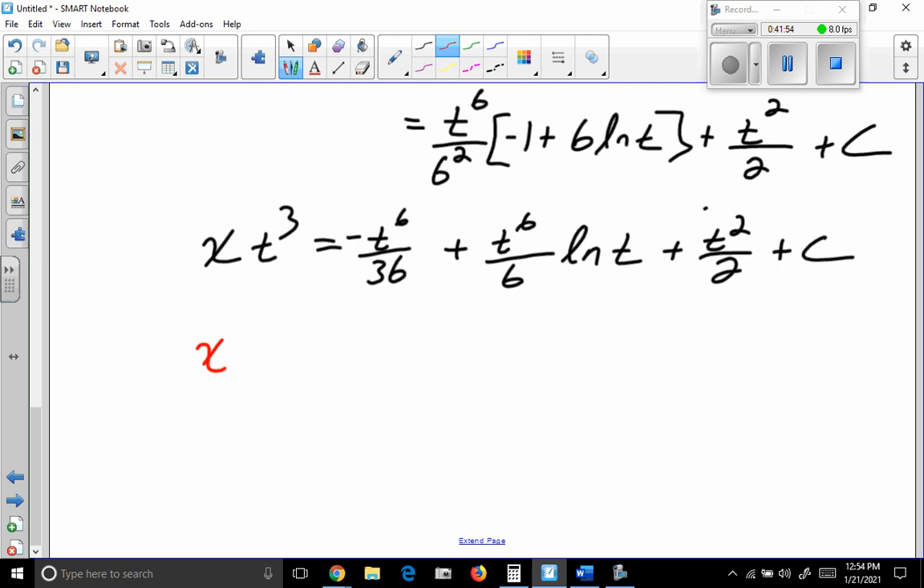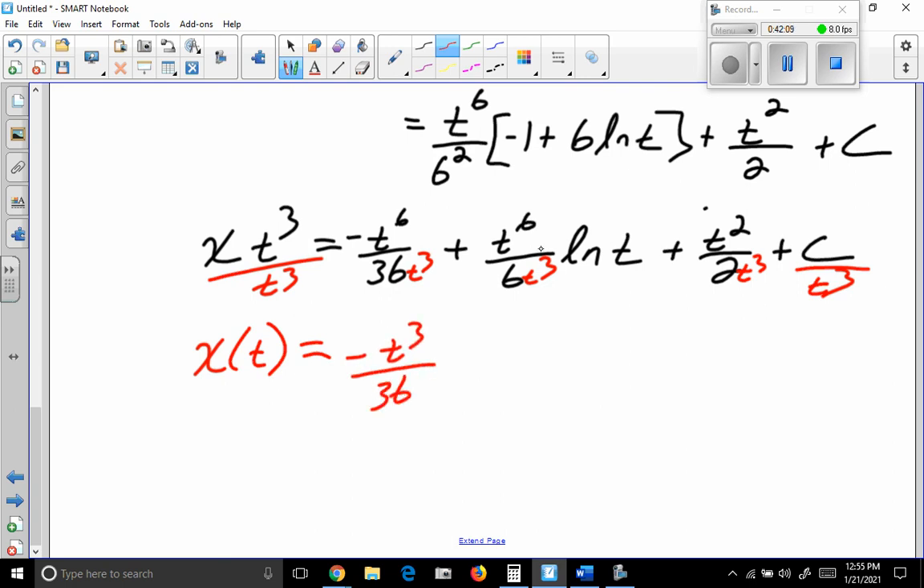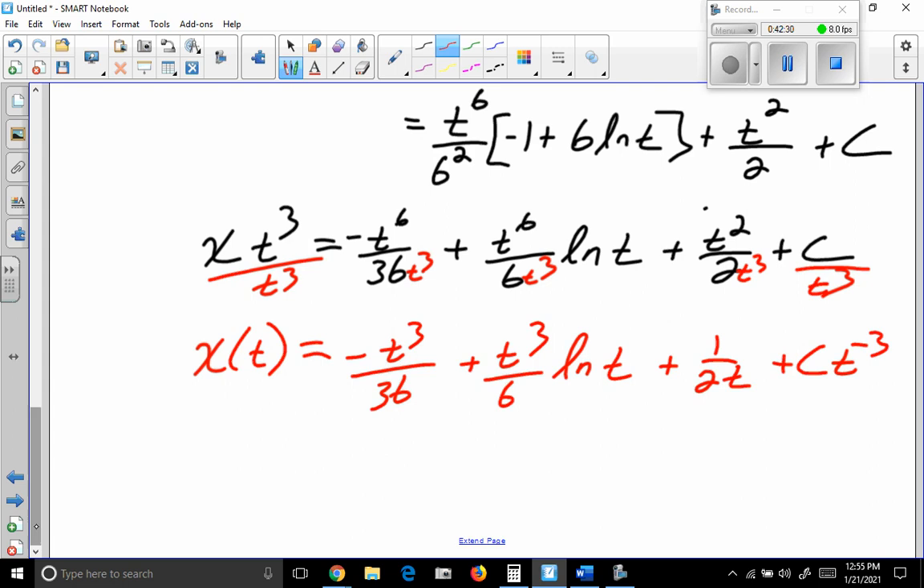We're wanting to get x, because x is going to be a function of t, so if we divide everything through by t cubed, we get minus t to the 3rd over 36 plus, these reduce, so t to the 3rd over 6 natural log of t, plus 1 over 2t, plus c t to the -3, or we could call that t cubed on bottom, or we could call that t to the -1 on top.